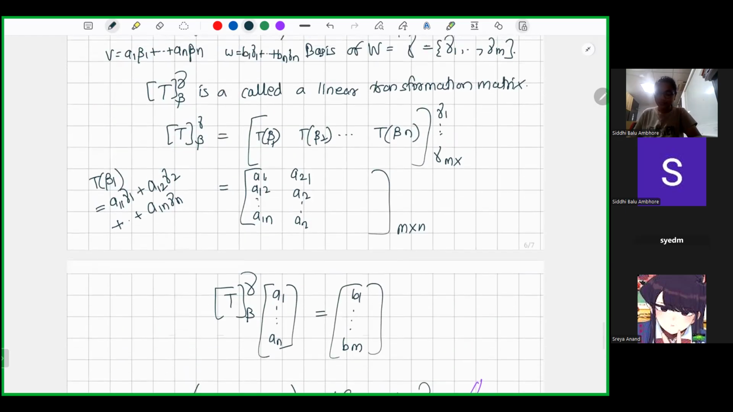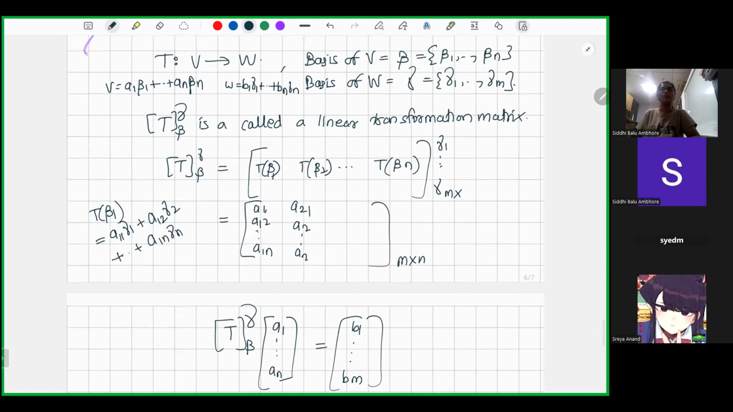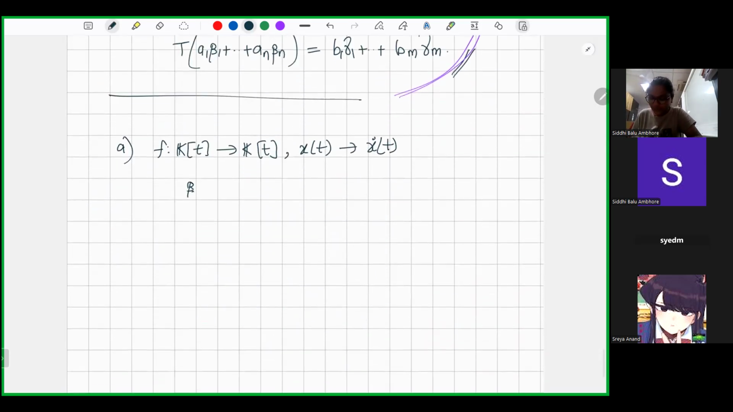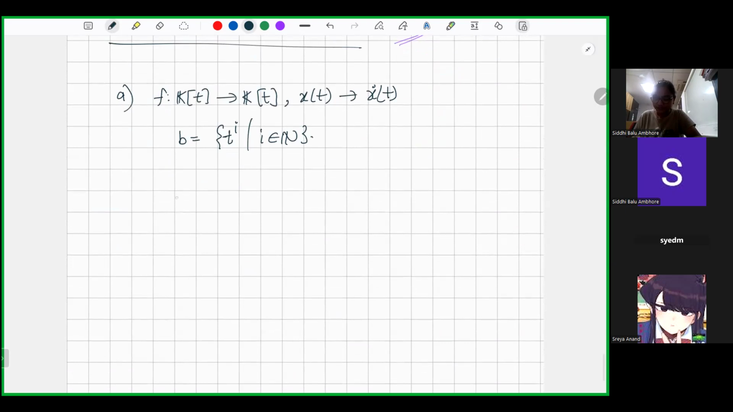As I said, we start with the basis, we evaluate the basis, and we enter the coefficients of the basis as columns in that matrix, and that's what we will be doing. So my basis B here is t to the power i, such that i belongs to n. This is my basis.